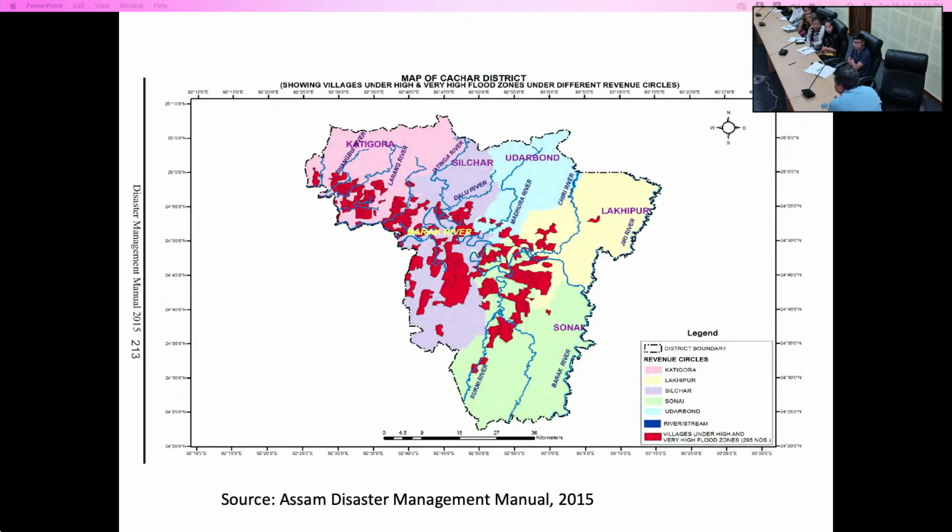So, you have to keep on changing your maps. Flood hazard keeps on changing, your exposure keeps on changing, your vulnerability keeps on changing. So, you have to keep on updating your maps, that is very important. What was valid in 2015, the year of publication of this map, does not hold true today. Today, if you draw a flood hazard map for Kachar, it would look completely different. So, that is the point I wanted to make actually.